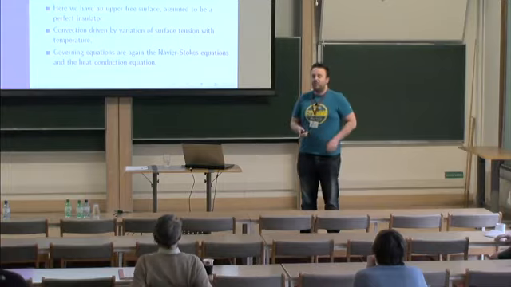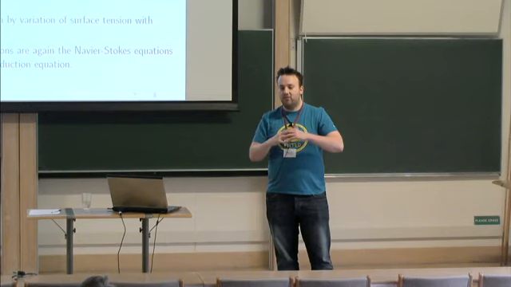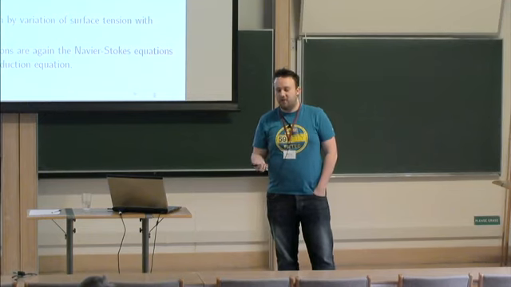Okay, so now we're going to talk about the Marangoni effect, which is fairly similar to Rayleigh-Benard convection, except this time it's driven by the variation of surface tension with temperature. So we have to have an upper free surface. And obviously, fluid is going to try and flow from areas of low surface tension to areas of high surface tension, which is why the instability is going to occur.